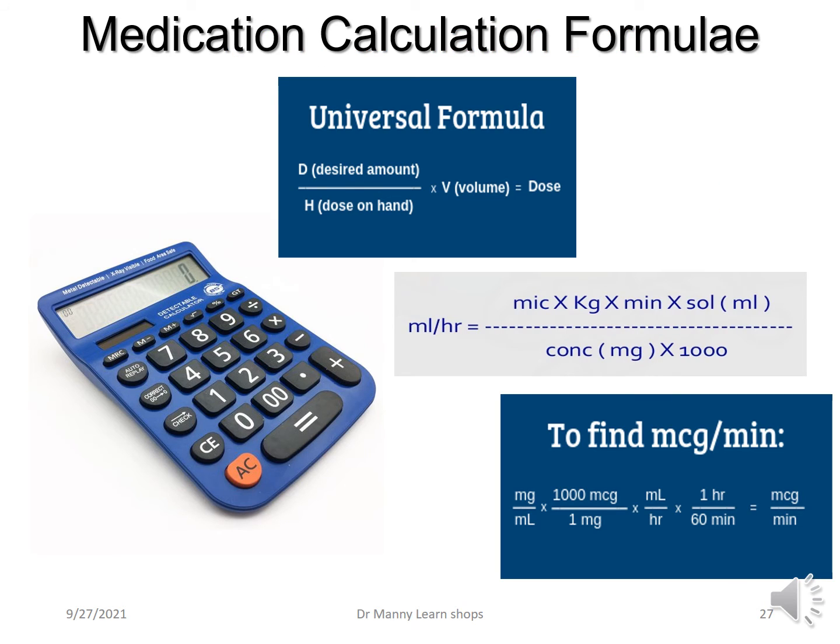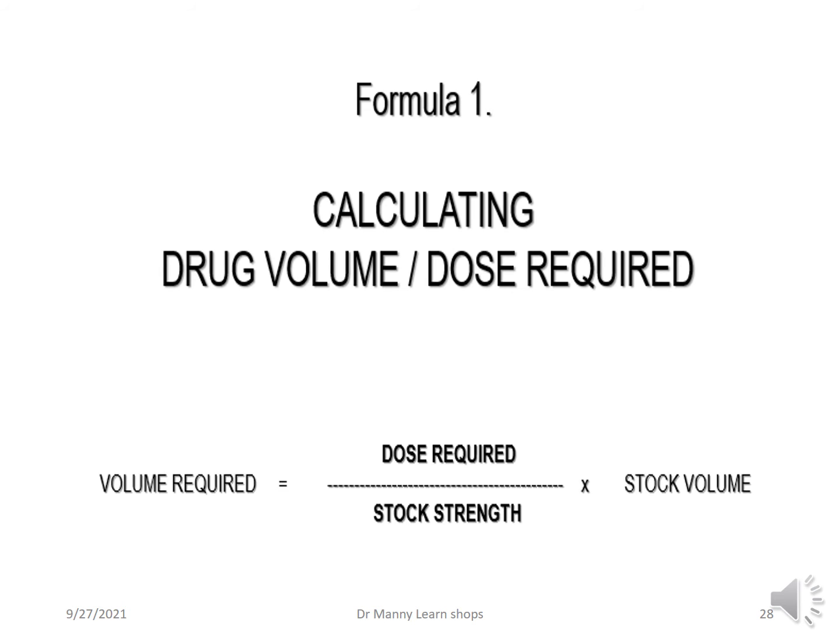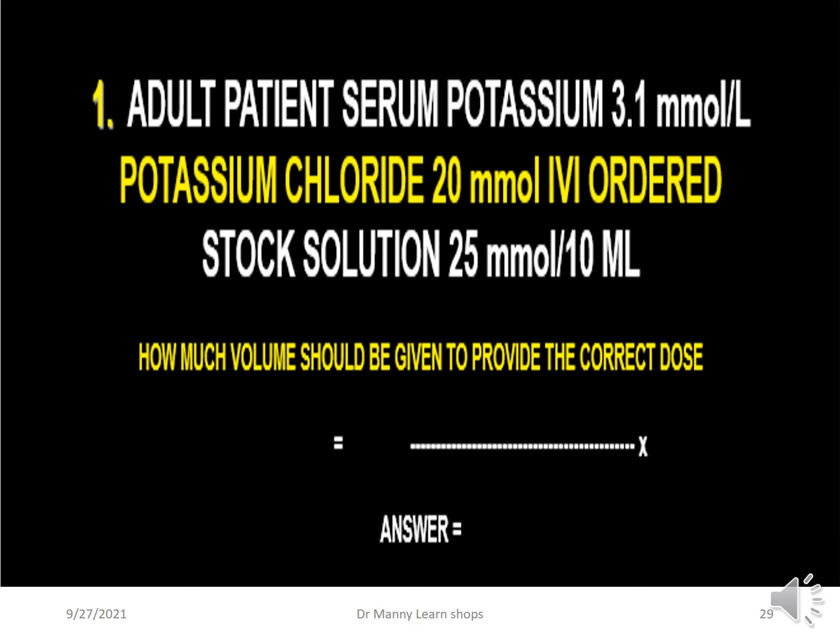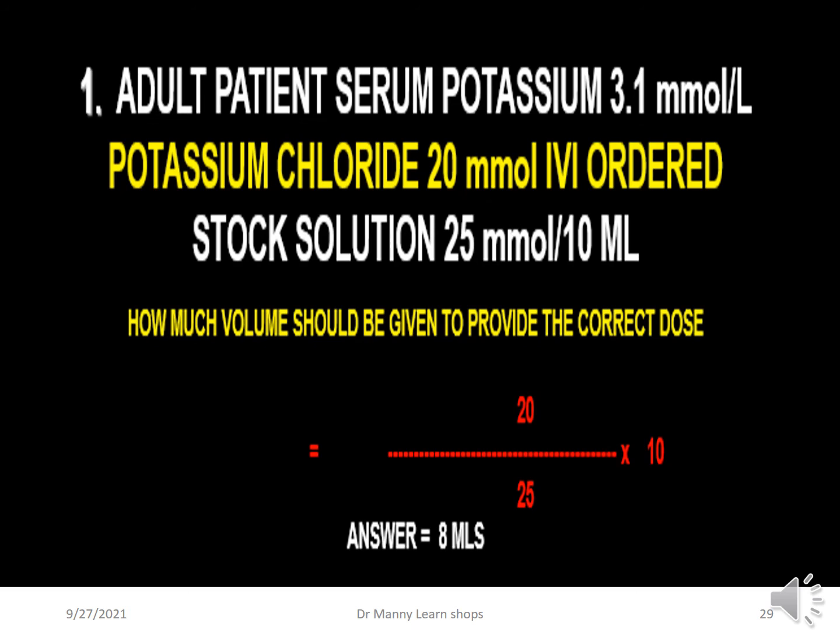When you look at medication calculation formulae, well, I'm only using 3 as an example, but there are numerous other ones, depending on what you use and what your organisation recommends. Here's the formula. Here's the question. Here's the answer. 20 is divided by 25 multiplied by 10. The answer is 8 mils should be given.